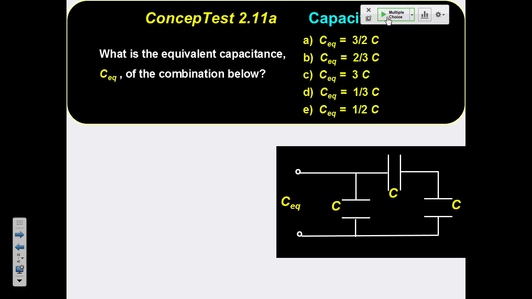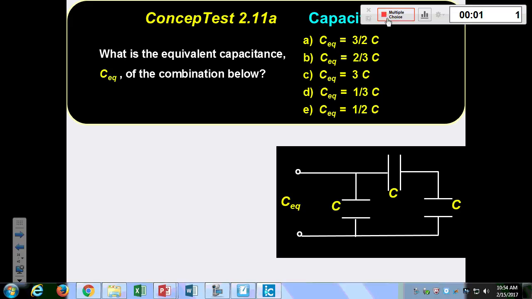What is the equivalent capacitance of this combination? I have 3 capacitors, each of them with a capacitance C, and they're all identical. What is the equivalent capacitance equal to?